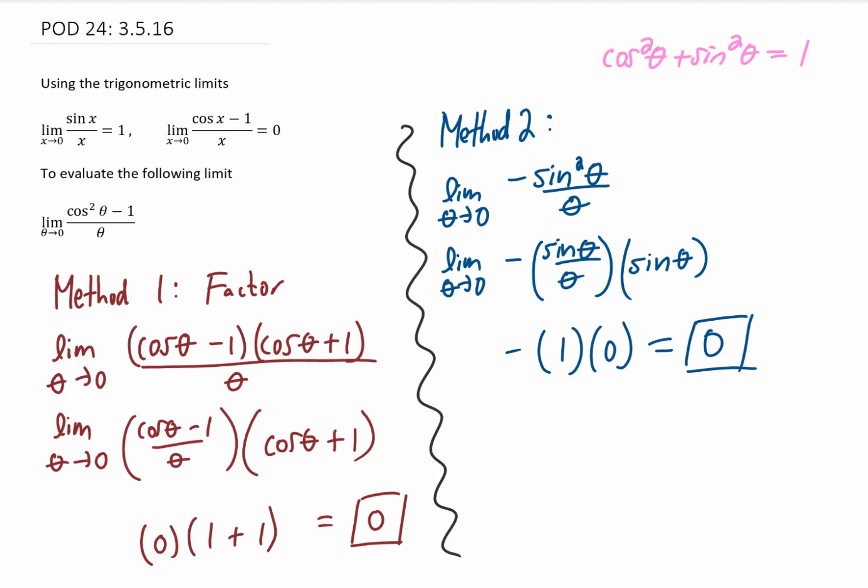So okay, we did that problem two different ways. One used factoring, one used the Pythagorean trig identity. In both ways we got the same answer, so it looks like math still works.